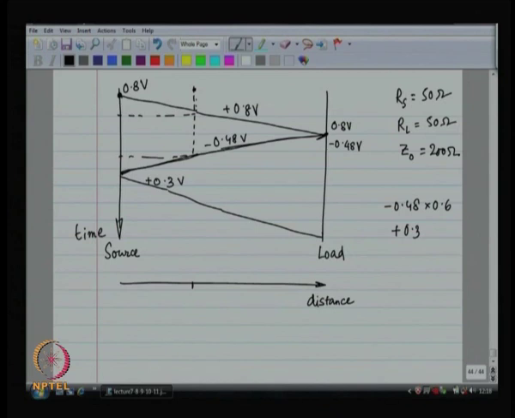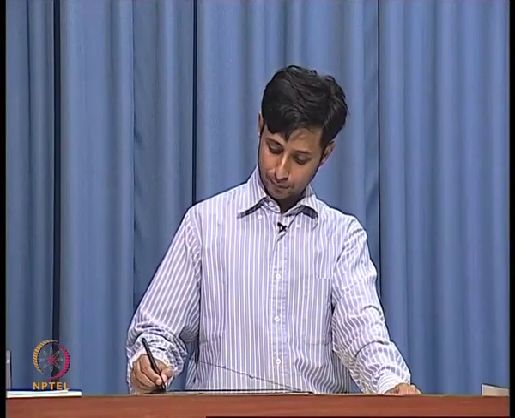Okay. And now, this 0.3 volts is going to hit the load, and it is again going to reflect back 0.3 times minus 0.6. So, you get minus 0.2 volts going backwards, and so on and so forth. This keeps going, happening back and forth, back and forth. And finally, if you look as time tends to infinity, what should be the voltage at the load?